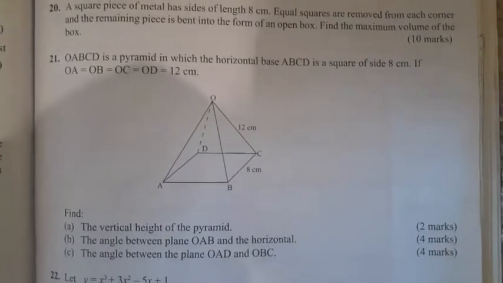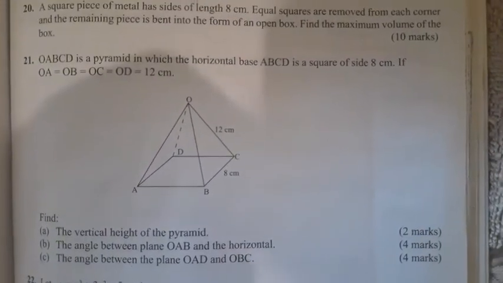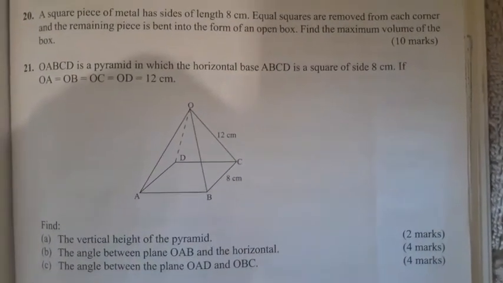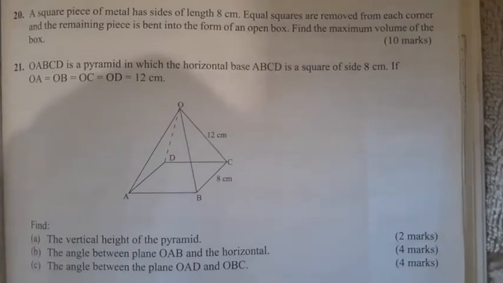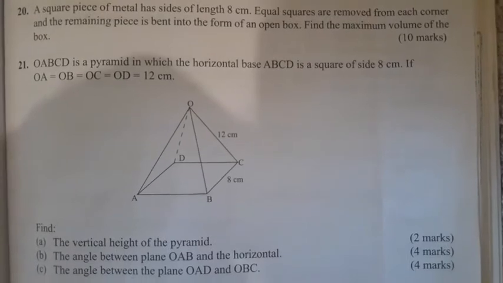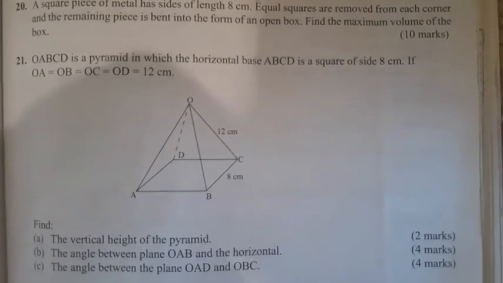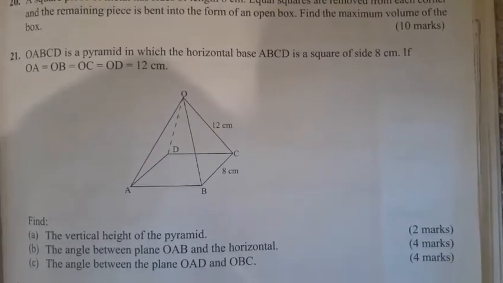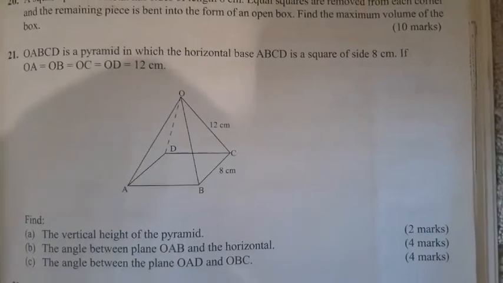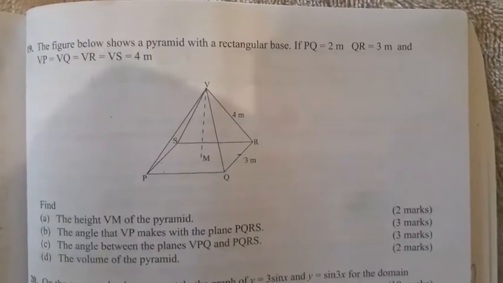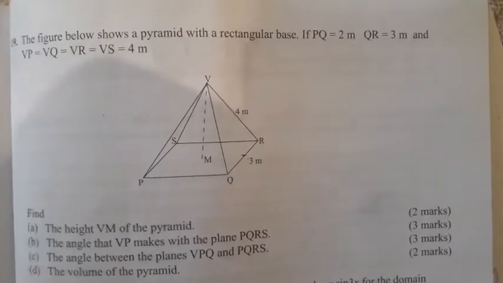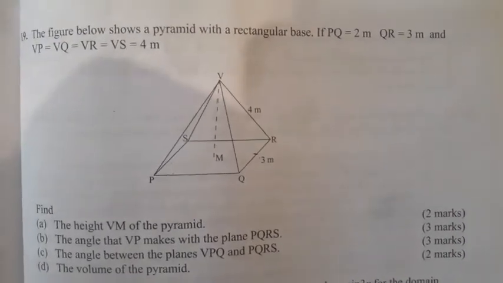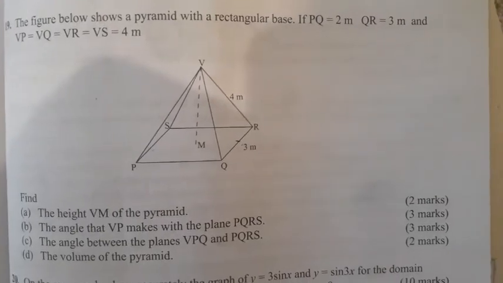There's also this question here, question 21. The vertical height is the perpendicular height. These angles are very simple, like I told you. You need to understand those trigonometric ratios. Here's another one. Do everything. These are very simple questions.